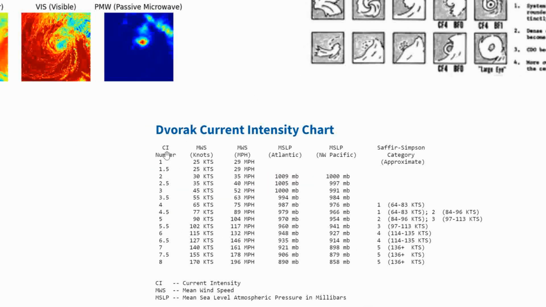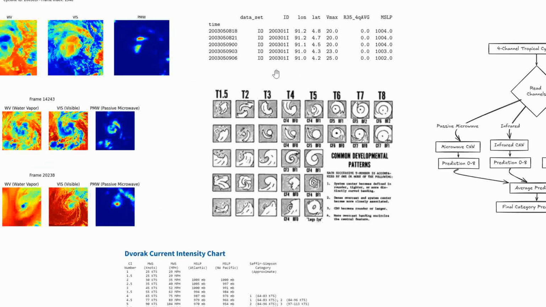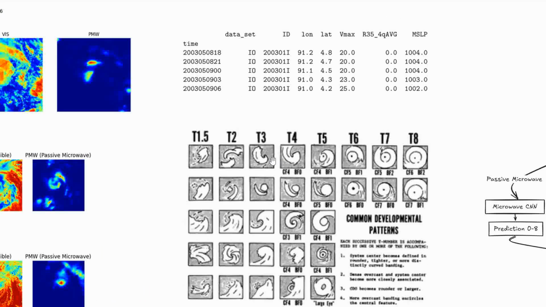And from the T value or the CI value, the T value is often the same as the intensity number, we can assume that the mean wind speed will be the respective value in knots over here. Now, the mean sea level atmospheric pressure is given in the Atlantic region and Northwest Pacific region. I was unable to find this column for the Indian Ocean, but currently we can focus on the Vmax. So that's the progress.